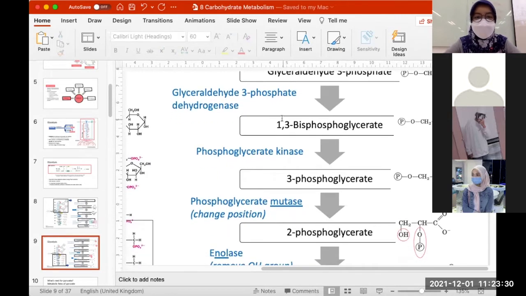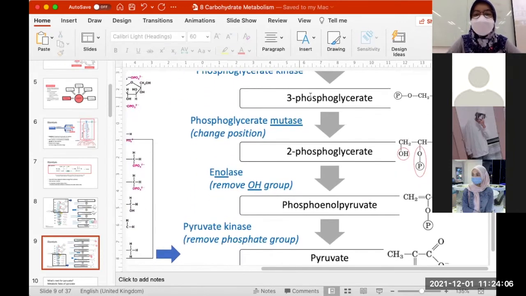Okay, so this 1,3 bisphosphoglycerate will undergo a reaction catalyzed by phosphoglycerate kinase. Kinase can do 2 things, either adding phosphate group or removing phosphate group. In this case, this kinase will remove the phosphate group over here. So we no longer have the phosphate group at carbon 3, and we only have 3-phosphoglycerate.